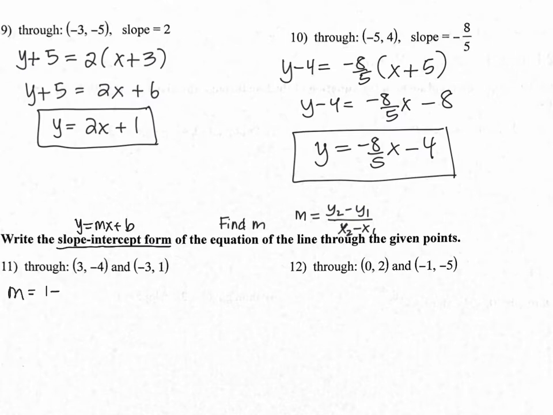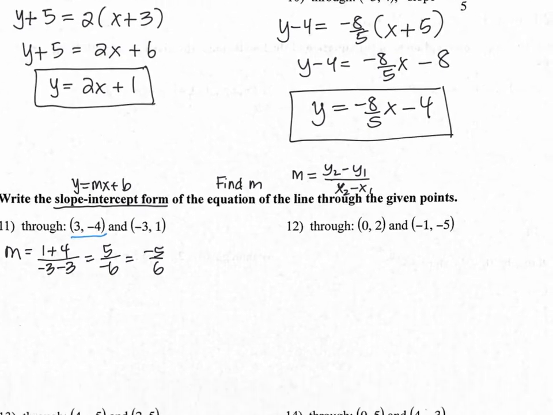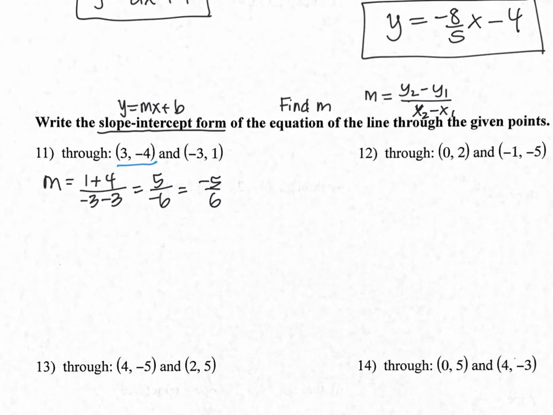So it's 1 minus negative 4 over negative 3 minus 3. So I get 5 over negative 6. So that's just negative 5/6. Once I have the slope, I can use either one of the points. I'm going to choose to use the first point in all of these examples because that's what we did on the others, and I'm going to just keep the same form. But you can use either one. When you rearrange it, it'll give you the same answer, so it should be mathematically correct.